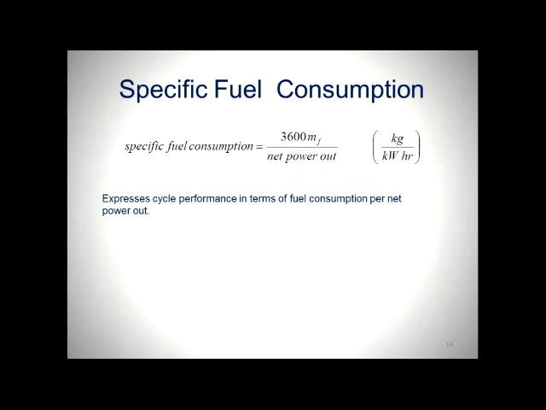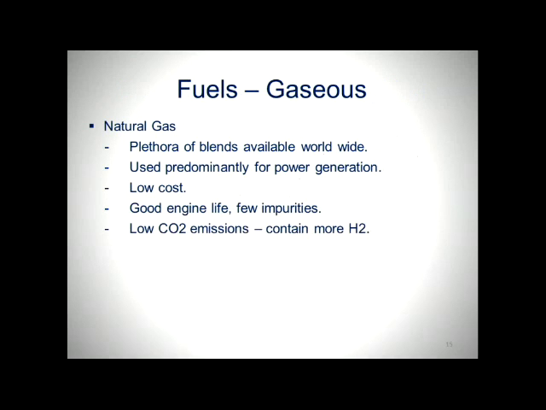Specific fuel consumption as well is 3,600 times the mass flow of fuel divided by the net power out. So this is an expression of cycle performance in terms of fuel consumption per net power out. It's another way of comparing cycles, and people like to calculate this number. So that's about all the equations you'll ever need to solve a gas turbine problem.